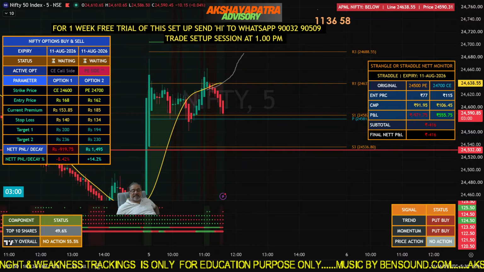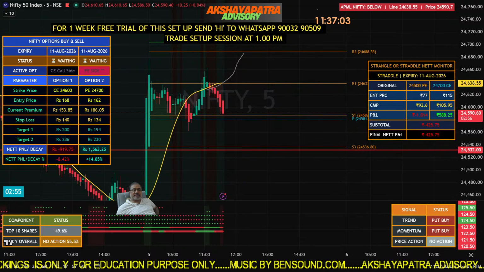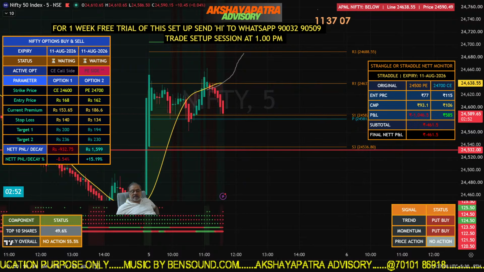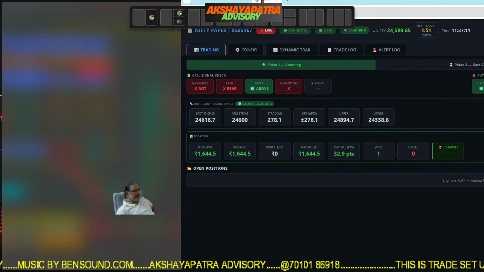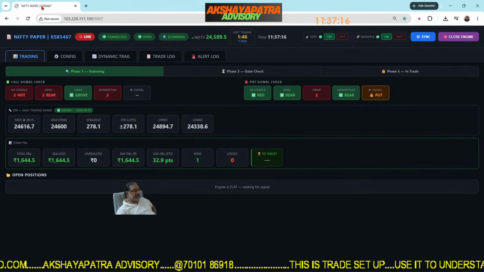But we are just letting it run so that at day end, the team will check the entire log to see how it happened. As of now, the day cap engine has stopped trading. This one has stopped trading because it has already crossed 1200. So this won't trade now.